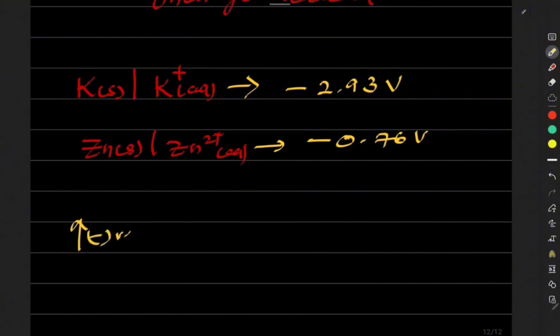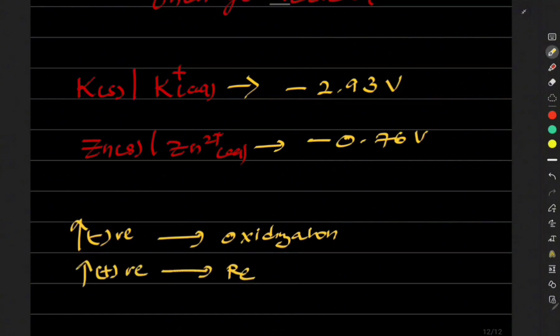More negative means oxidization. More positive means reduction. And that's all for electrodes.